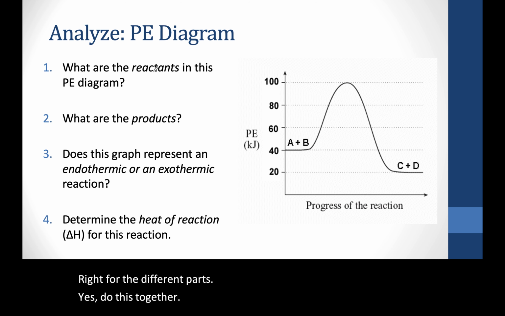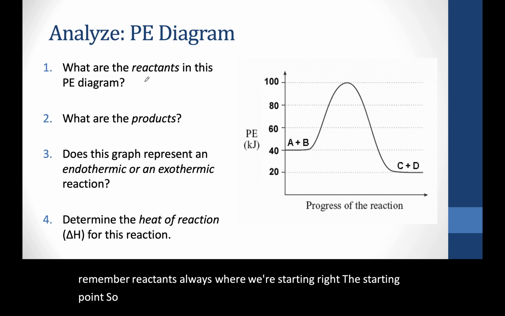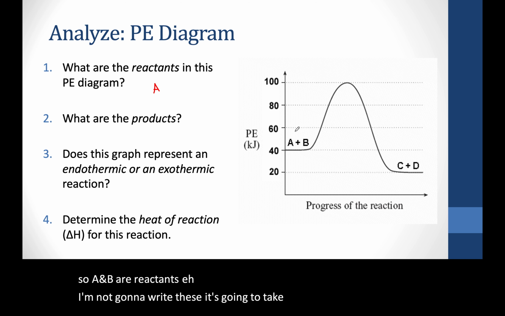Okay, so what are the reactants in this potential energy diagram? Remember, reactants are always where we're starting, right? The starting point. So A and B are our reactants. I'm not going to write these, it's going to take me too long. Okay, A and B, they're our reactants.